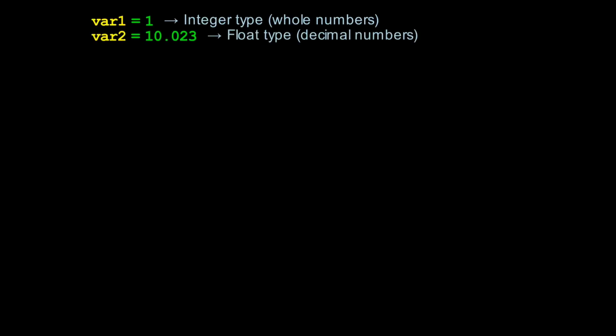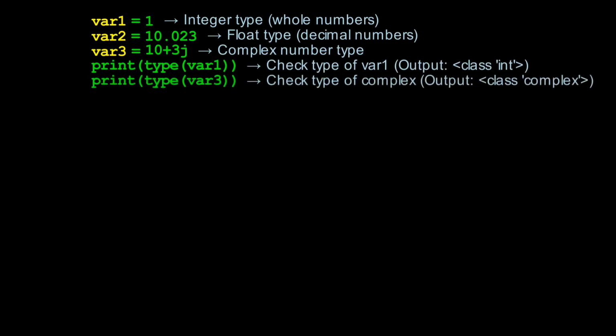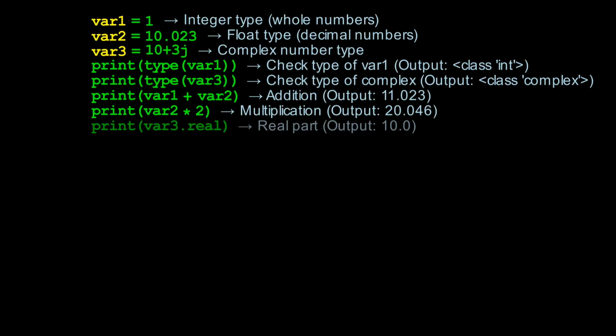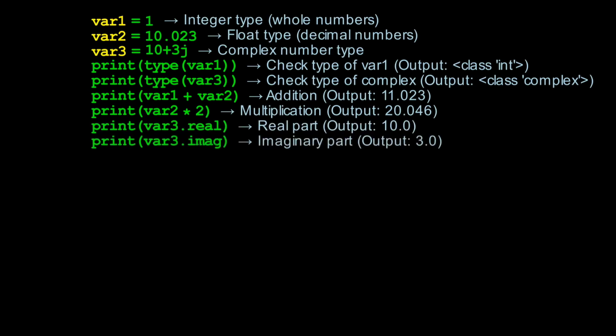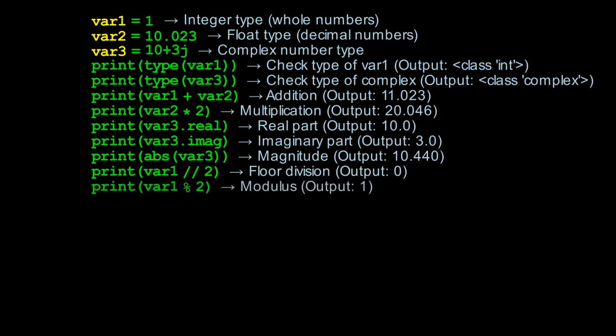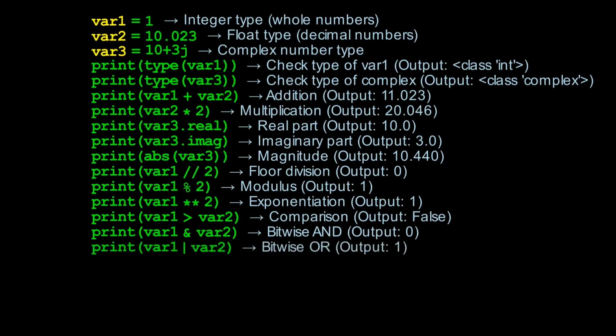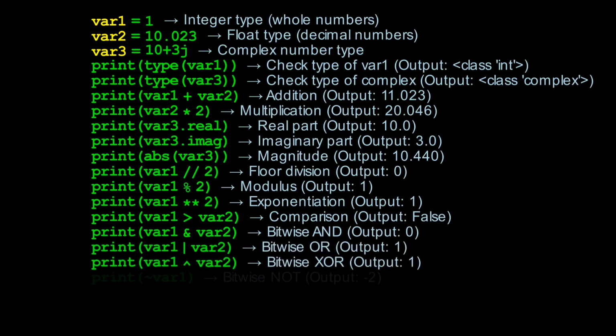Let's create three variables to demonstrate each numeric type. They are all dynamically typed, and when we add an integer and a float, the result automatically converts to a float. Similarly for multiplication. Python also supports advanced operations such as floor division, modulus, and the double asterisk for exponentiation. Go through the code to get an exact idea.